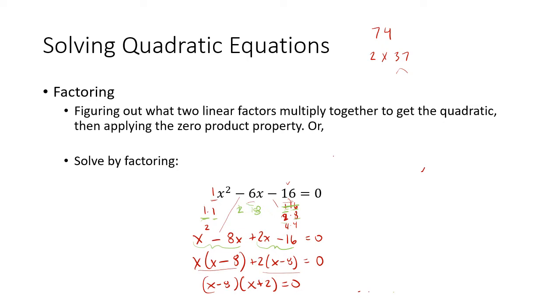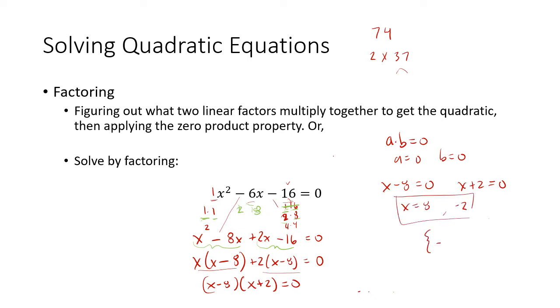We use the zero product property, which is that a times b equals 0 means a equals 0 or b equals 0. That's the only way two numbers can multiply together to be 0: if one of them is 0. So x minus 8 could equal 0, or x plus 2 could equal 0. Then, of course, we just solve for x in each of these. So x could be 8 or negative 2. And that's how we do it. We could represent it like this as a solution set.